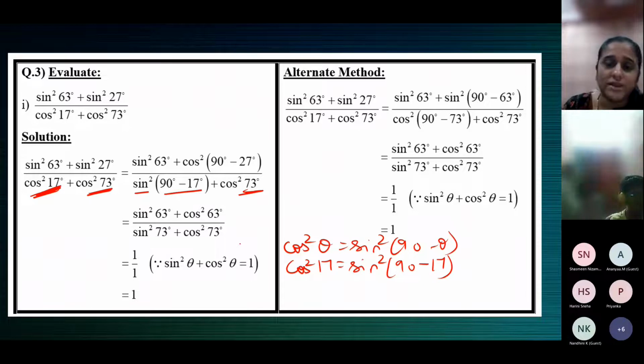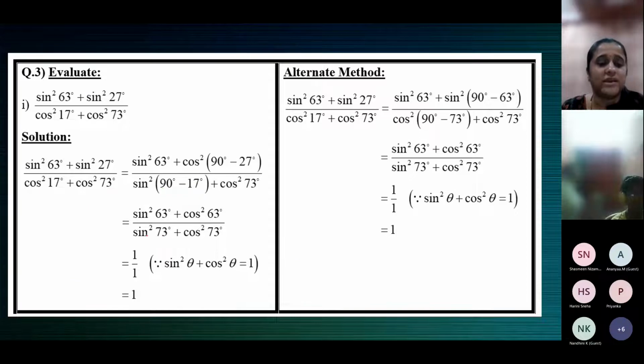Now, next step, we've already applied the rule. So in the next step, it's only subtracting 90 minus 17, which is 73. So now this looks like sine square theta plus cos square theta, which is 1. So 1 by 1, which is 1.